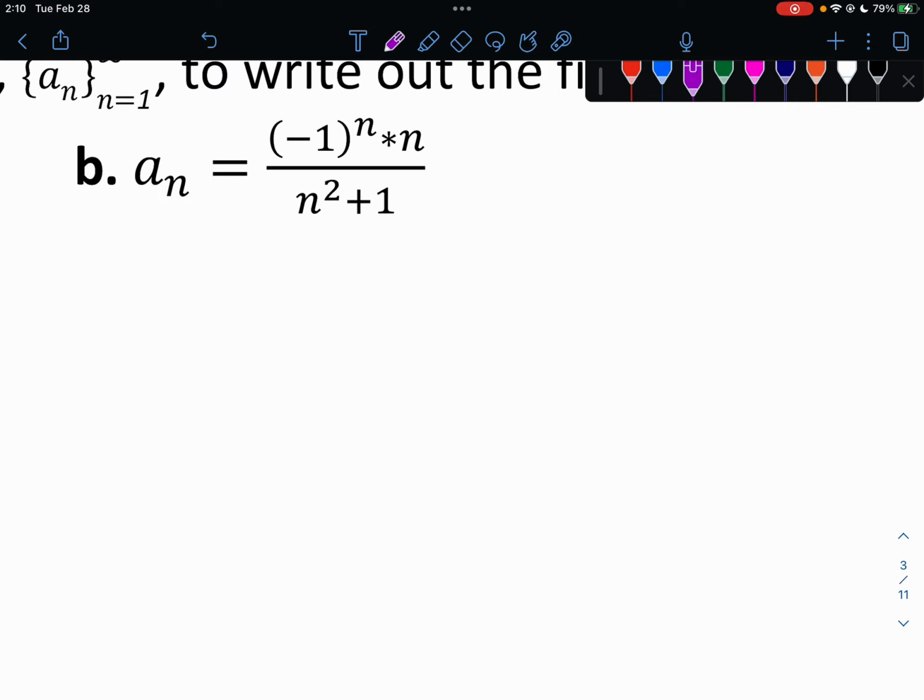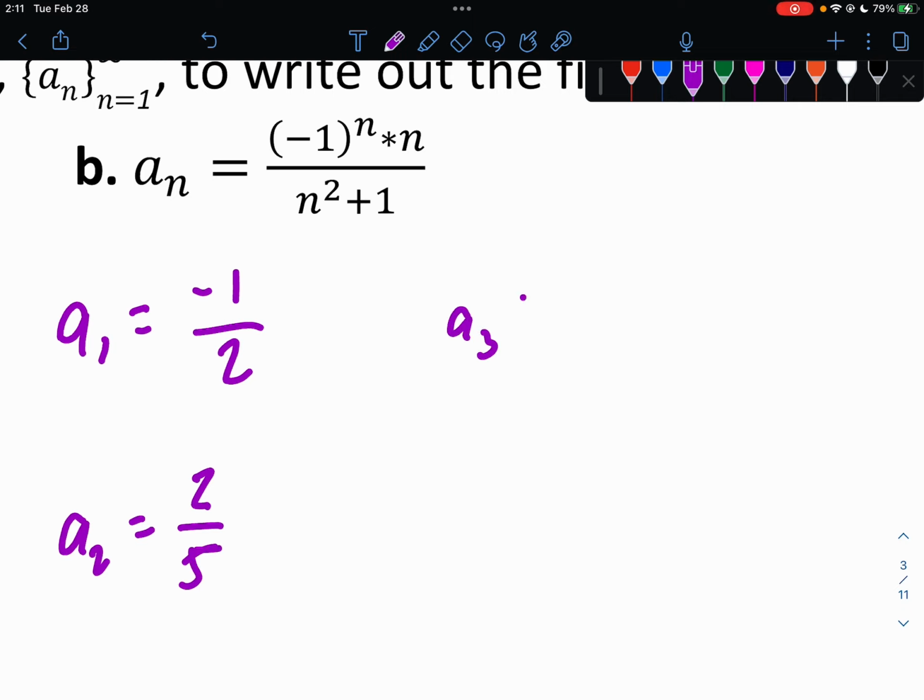For b, a little bit harder here. So a sub 1, if we put a 1 there, we get negative 1 times 1, so negative 1, over 1 plus 1, or 2, so negative 1/2. A sub 2 would be negative 1 squared times 2, which is 2, over 2 squared plus 1, which is 5. A sub 3 is negative 1 cubed times 3, so negative 3 over 10. And a sub 4 is negative 1 to the 4th times 4, so 4 over 17.